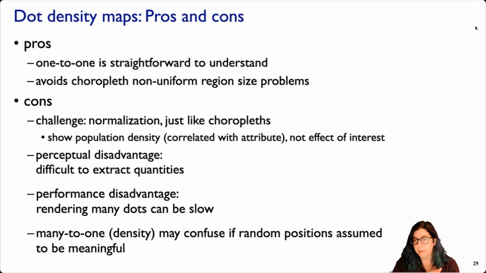But I think even the bigger issue with dot density maps is that those many to ones could really confuse people because it's very tempting to think that the location of the dot means something. So it's easy for people to assume that what is actually just trying to show you density is in fact showing exact location, even though that's not the case.